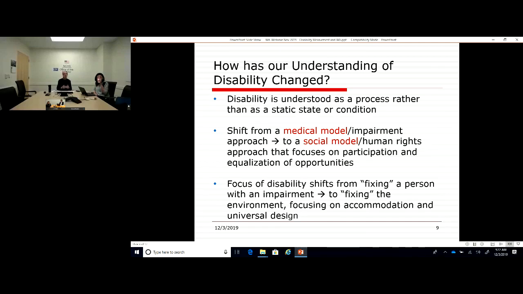And all of this reflects the shift from a medical model, an impairment-based approach, to a social model, a human rights approach that focuses more on participation and the equalization of opportunities. What that does is it shifts the focus of disability from within the person. So we're not out to fix a person with an impairment. There are adaptations at the person level, but that's not the goal of disability measurement. It's really looking at how the environment may be creating barriers to participation. So we want to focus on accommodation and universal design, shifting the focus from within the person to within the environment that the person lives in.